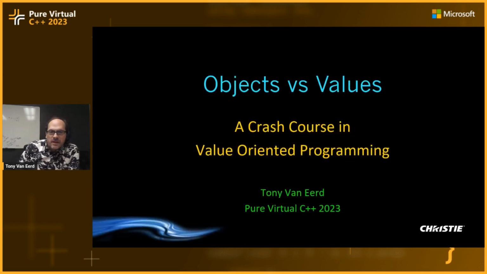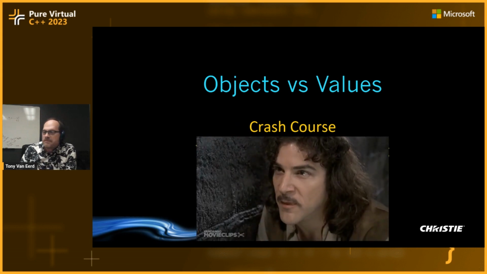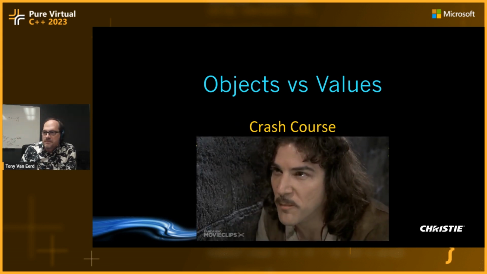I'm Tony Van Eerd. I work at Christie Digital. I want to talk about objects and values, which is a very simple topic. And because it's such a simple topic, it takes hours and hours to explain, because the simplest concepts are always the hardest to explain. So I'm not going to try to explain it all. I'm just going to do a crash course. There's too much to explain everything, but we'll do a little crash course.